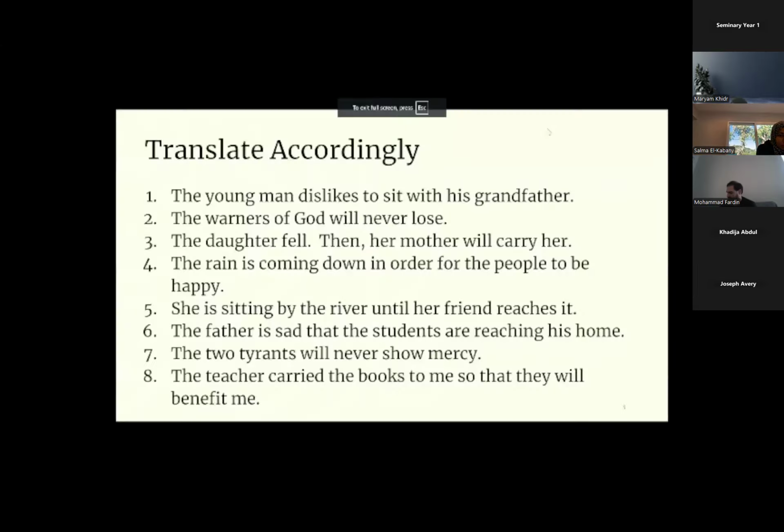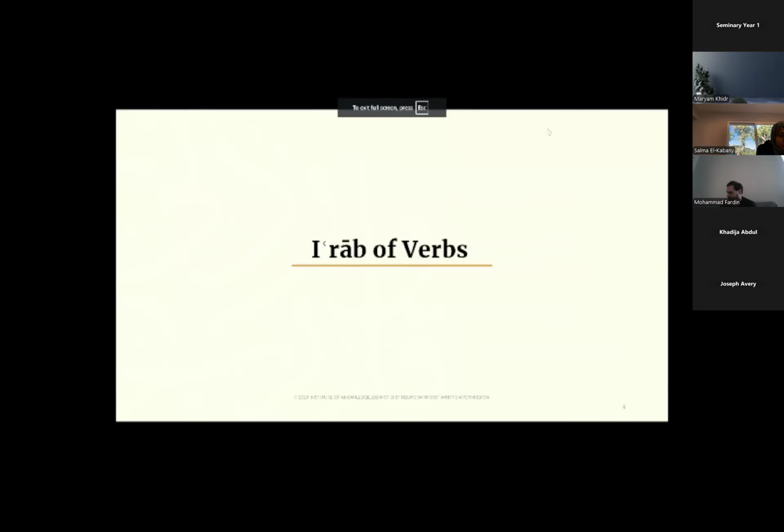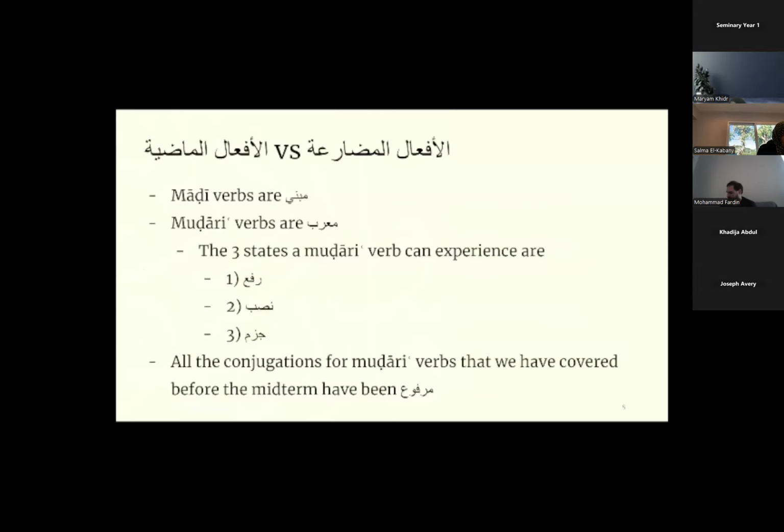Okay, let's go ahead and continue through our journey of mudari' verbs. Zooming back out and doing a quick recap of where we are in the world of i'rab. We have covered two types of verbs so far, present/future tense verbs, aka al-af'al al-mudari'ah, and past tense verbs, al-af'al al-madiyah. We talked previously about the fact that madi verbs are mabni.